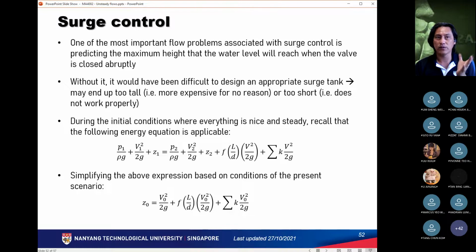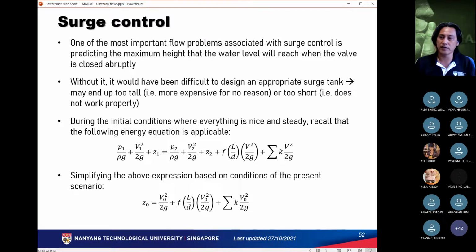Maybe for less critical industries that may not be a problem, but it's not entirely satisfying. Even if you don't mind water spilling out from the surge tank, who knows what kind of dangers it may pose. So now how do we analyze such tanks in an analytical manner, based on whatever equations we've learned from the unsteady flow chapter so far?